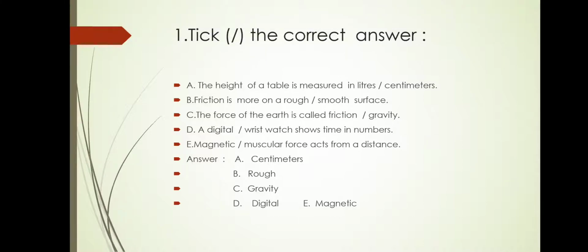First question is, tick the correct answer. A. The height of a table is measured in liters or centimeters. And the correct answer is centimeters. The height of a table is measured in centimeters.